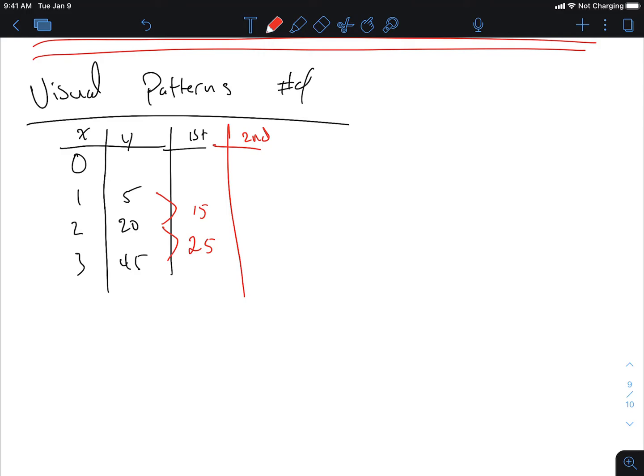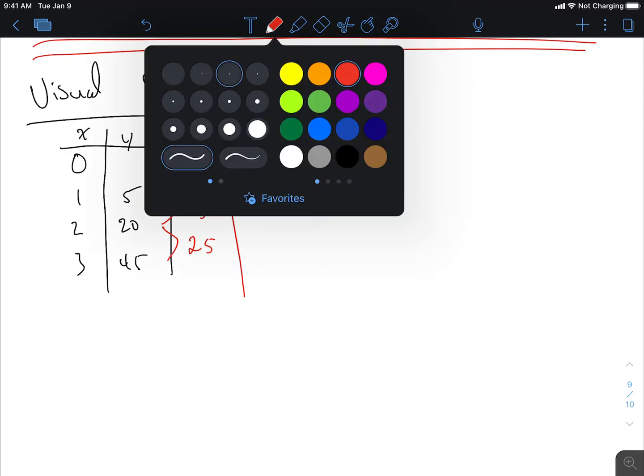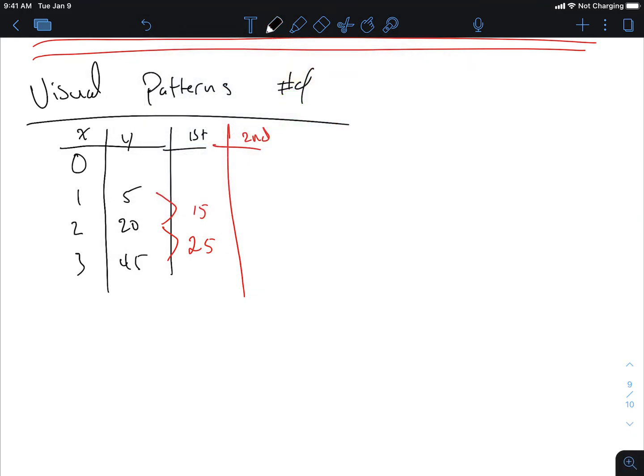Okay, so what's the difference between there? The second difference. 10, right? So at this stage, you can do one of two things. Once you have the second difference, you know what your A value is going to be. And remember, when I say A value, we're trying to write this equation like this. Trying to write it in standard form, right?